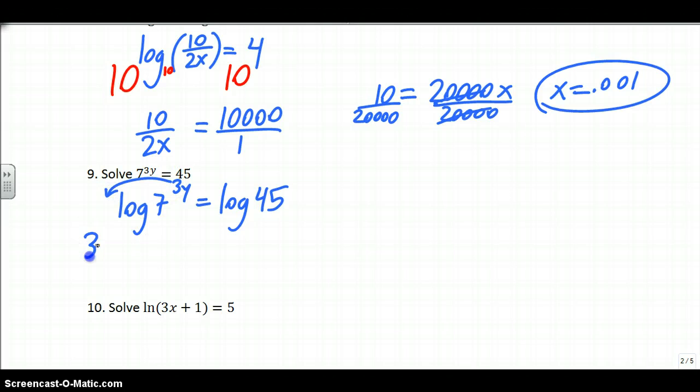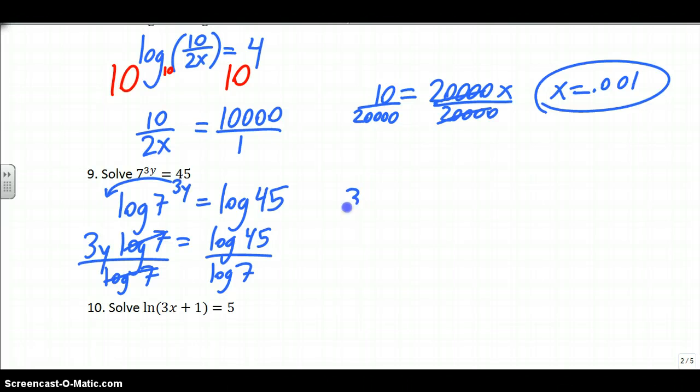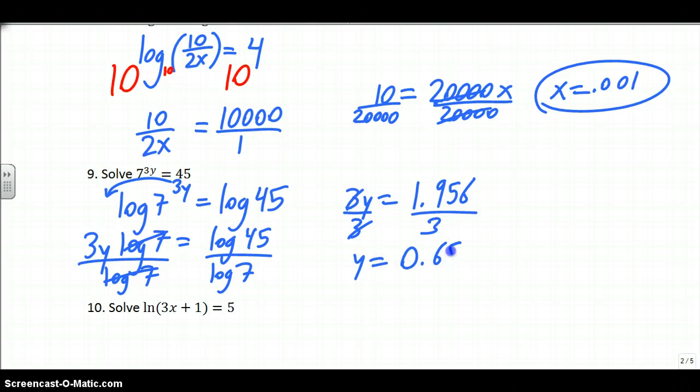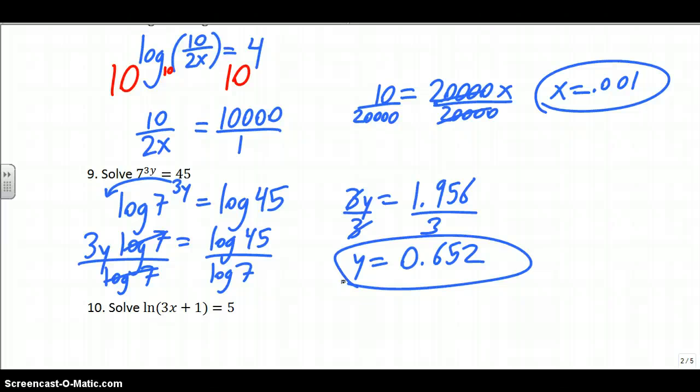This now comes out front. So we have 3y log of 7 equals log 45. I'm going to go ahead and divide by log 7. So that goes away. Anyway, we get 3y equals, and then I'm going to figure out what log of 45 divided by log of 7 is. It's 1.956, roughly. And then we're going to go ahead and divide that by 3 to finish out the problem. 1.956 divided by 3 is 0.652. There's your answer. As always, you can check your answers back in those if you're not quite sure.